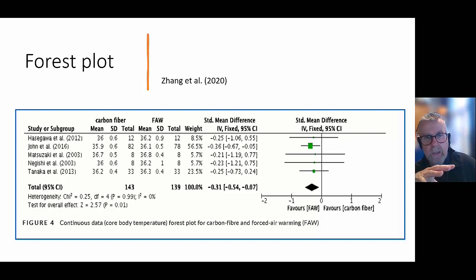Now, in the case of the overall result, the diamond, there is no horizontal line, but the horizontal extremities of the diamond shape play the same role as those horizontal lines, namely it gives the 95% confidence interval, and you can see that that diamond does not touch or cross the 0 vertical line. To confirm this, we are told that the p-value for the overall effect is 0.01, i.e. less than 0.05, again confirming statistical significance.